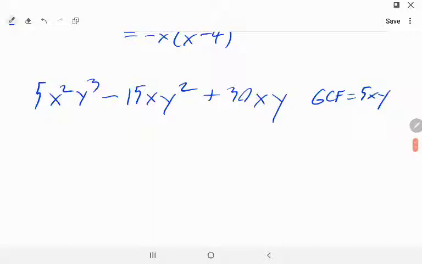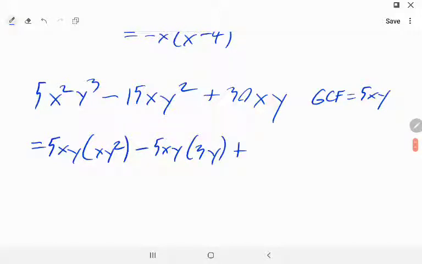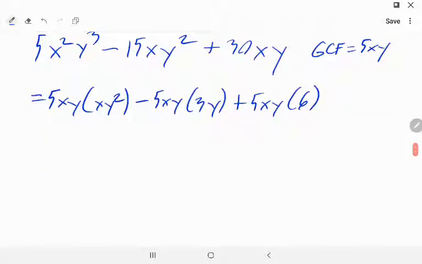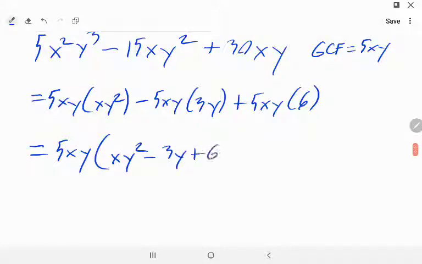So we look at that as 5xy times xy squared minus 5xy times 3y plus 5xy times 6. To see a little more clearly, all three terms have a common factor of 5xy, and now we can pull it out, basically using the distributive property in reverse. We get 5xy times the quantity xy squared minus 3y plus 6.